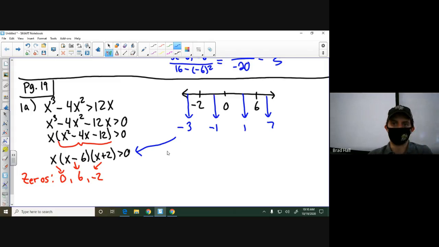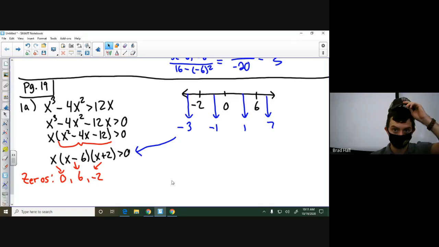Now, there was also another method that I described, which included using multiplicities. With the multiplicity method, of course, you get the same conclusion, but if you can identify the multiplicities, then you only have to pick one test point no matter what.